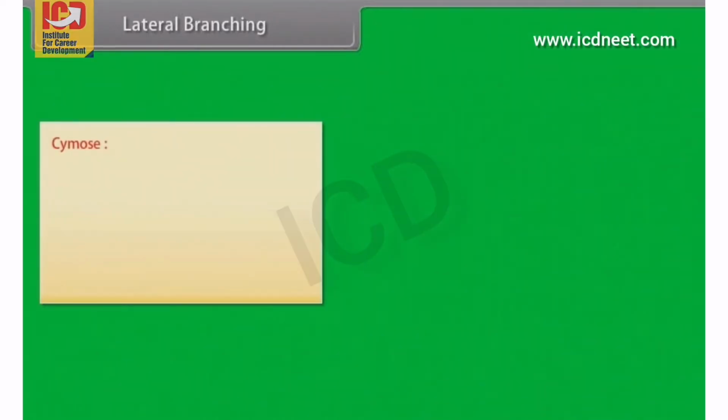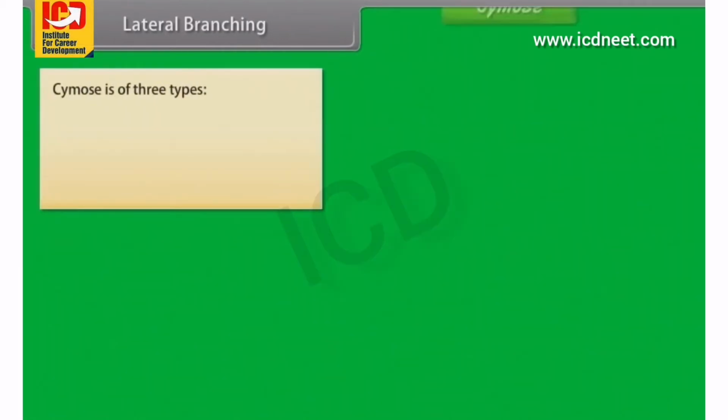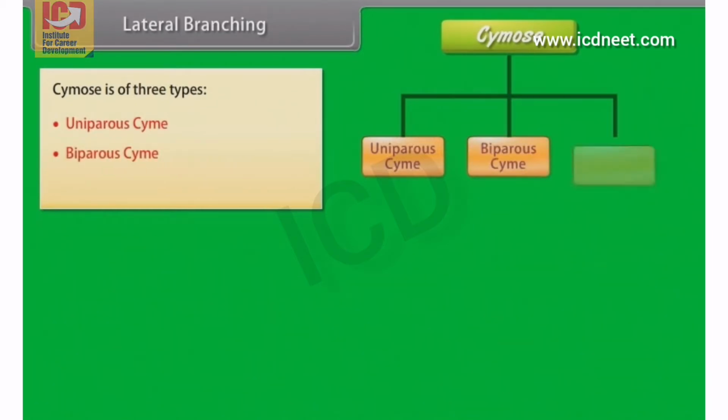Chymos. When the growth of the main stem is definite, the main stem produces lateral branches which grow more vigorously than the main axis. As a result of this branching, the plant spreads out above and becomes more or less dome-shaped. Chymos is of three types: uniparous chyme, biparous chyme, multiparous chyme.